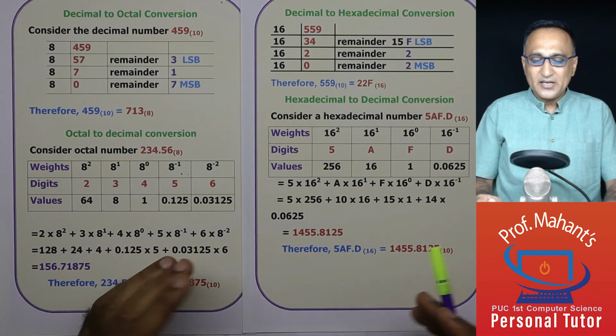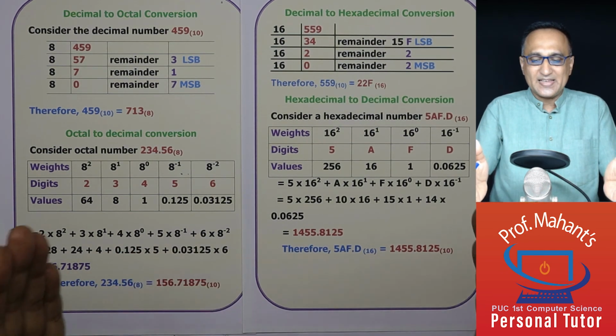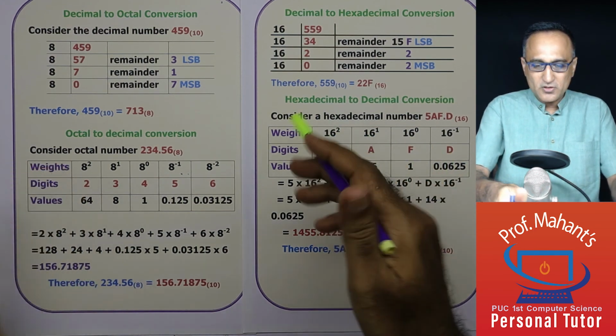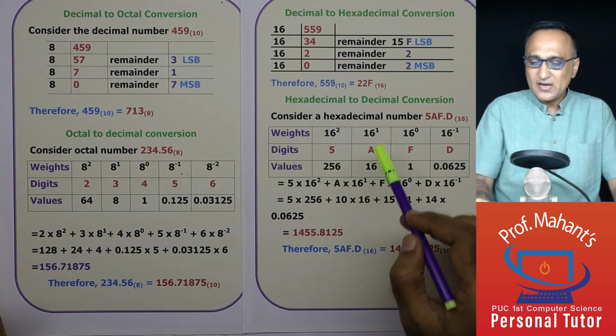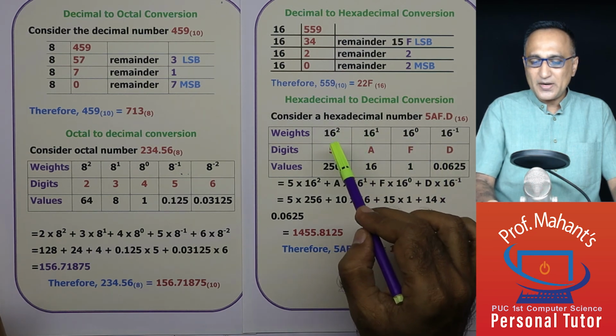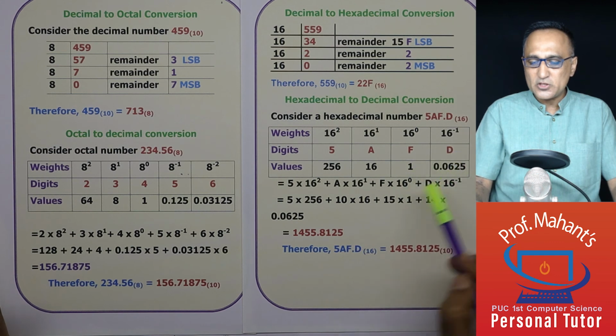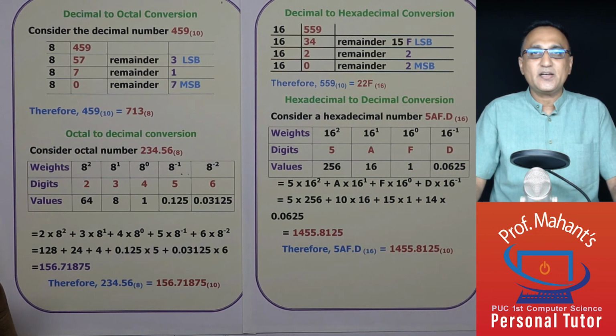I hope you understood how to convert a hexadecimal to a decimal number system. You just have to draw this table of weights, digits and values, and once you put the appropriate weights and get the values, you simply have to multiply these two and you will get the resultant answer.